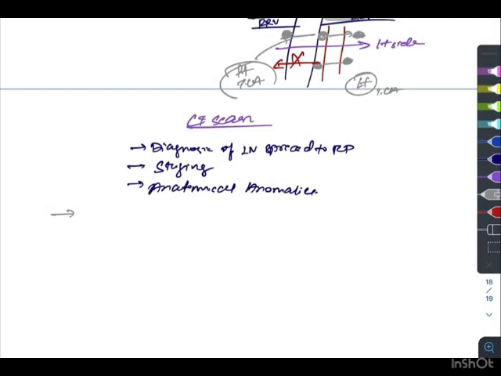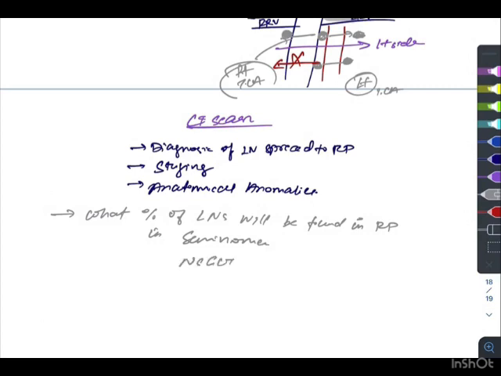Then the next question comes: what percentage of lymph nodes will be found in the retroperitoneum in seminoma and non-seminoma germ cell tumors? For seminoma, in around 10 to 20% of the cases we will find lymph nodes in the retroperitoneum. For non-seminoma germ cell tumors, it's around 60 to 70%.